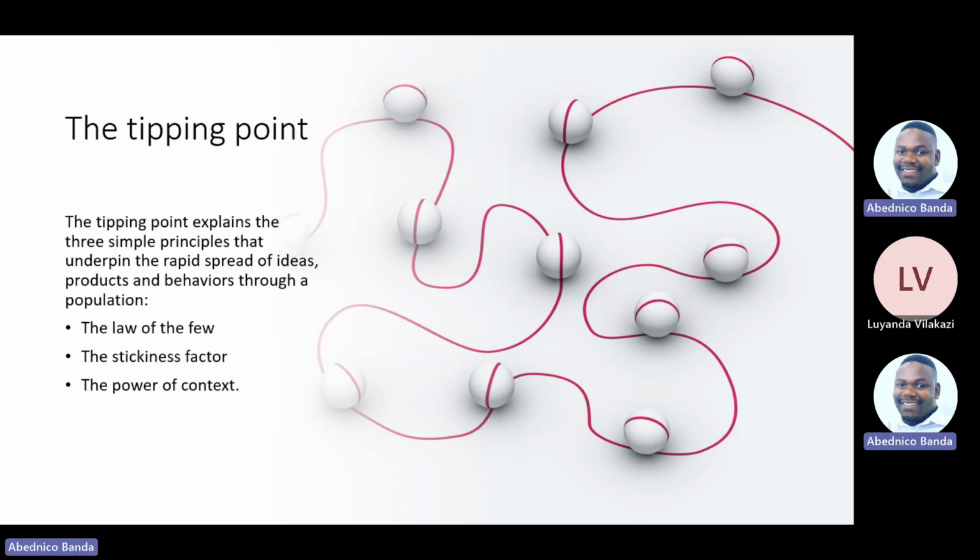The tipping point. The tipping point explains the three simple principles that underpin the rapid spread of ideas, products, and behaviors through a population. So we have what we call the law of a few. People would want a product because it is being used by very few people. I don't know if I make any sense. Yes, sir. So if something is more popular, you'll be like, nah, I don't want to wear this top. Everyone is wearing it.